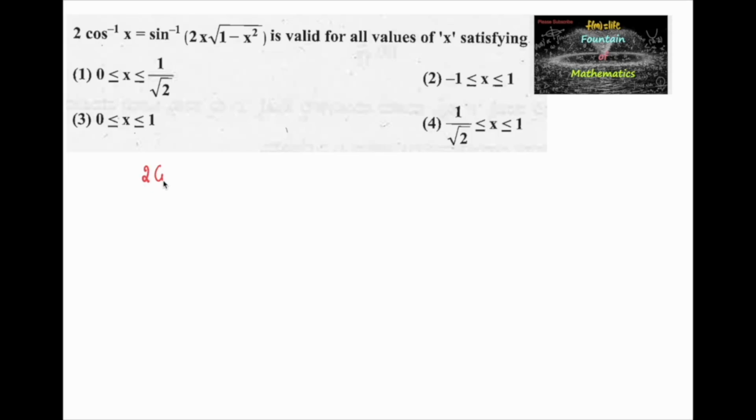Two times cos inverse x is equal to sin inverse of 2x times the square root of 1 minus x squared. So let us consider x is equal to cos theta.